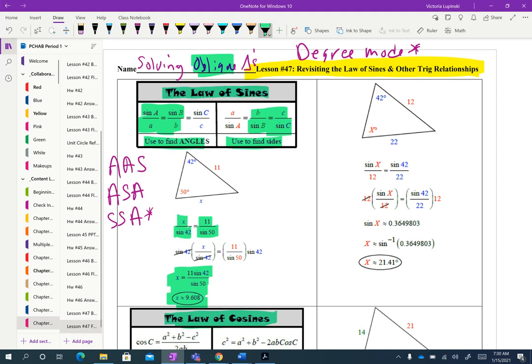There is a slight algebraic advantage to using one version versus the other, but in the end, it will work just fine all the time. So the sine of an angle x over the side across from it is equal to the sine of 42 over the side across from that. Again, cross multiply. Go ahead and take the inverse sine. Remember, to get the angle, you have to take the inverse sine.